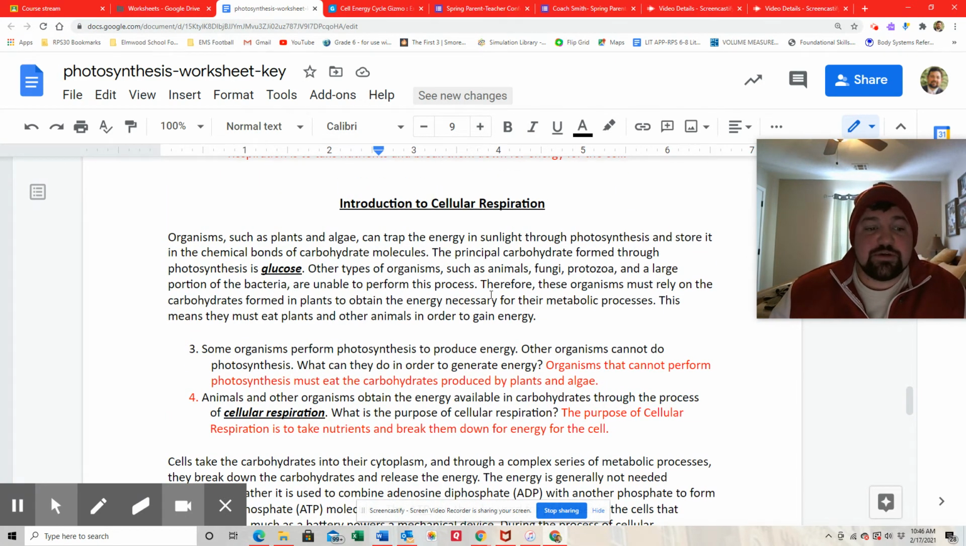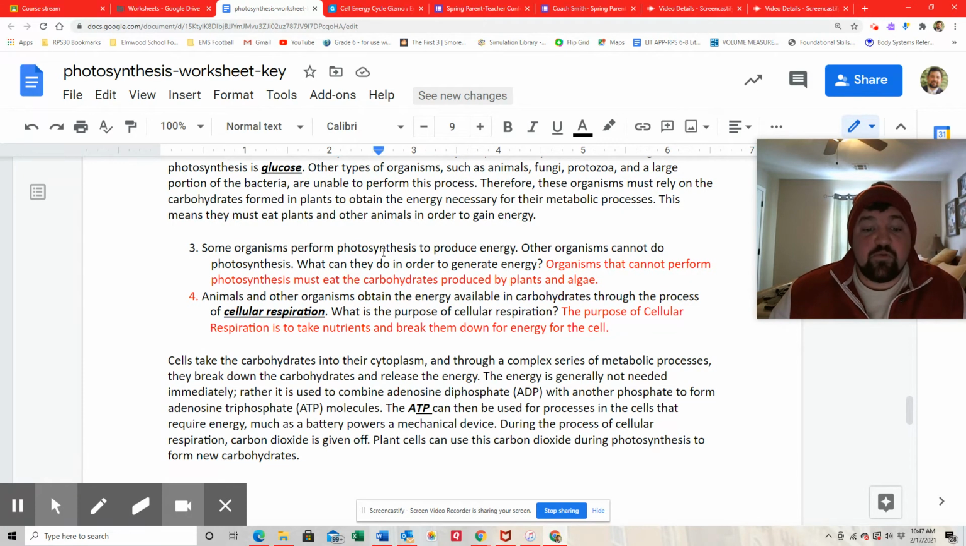Introduction to cellular respiration. Organisms, such as plants and algae, can trap the energy in sunlight through photosynthesis and store it in the chemical bonds of carbohydrate molecules. The principal carbohydrate formed through photosynthesis is glucose. Other types of organisms, such as animals, fungi, protozoa, and a large portion of the bacteria, are unable to perform this process. Therefore, these organisms must rely on the carbohydrates formed in plants to obtain the energy necessary for their metabolic processes. This means they must eat plants and other animals in order to gain energy.